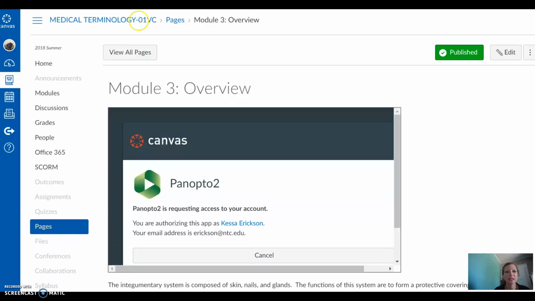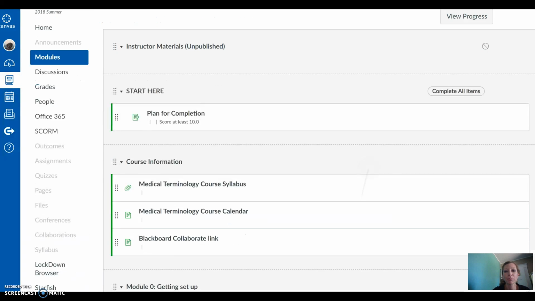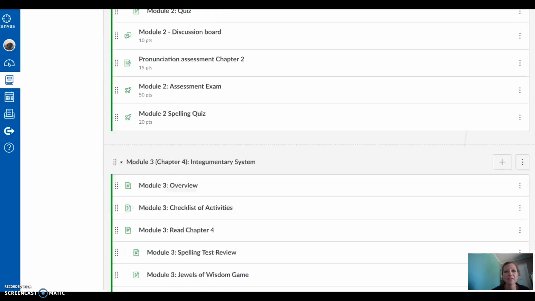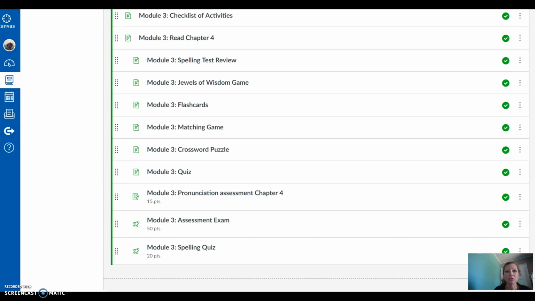Different types of things that you're going to do in this module, again, are going to be pretty similar to what you had done in the past. You're going to read your Chapter 4, complete the exercises. There's a bunch of different types of activities for you to complete.